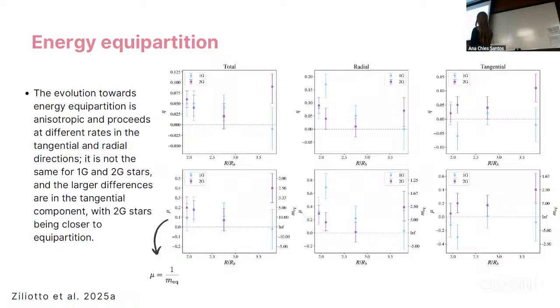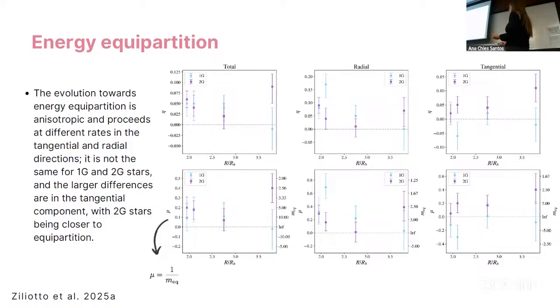And you see that, for example, in the radial one, sometimes first generation stars have higher equipartition than second generation stars. But in the tangential ones, second generation stars are always in more equipartition than first generation stars. So if you think about the scenario that we are trying to test, where you have second generation stars centrally concentrated, this makes sense with that scenario, because if they are centrally concentrated, they are interacting more and exchanging more energy than first generation stars.